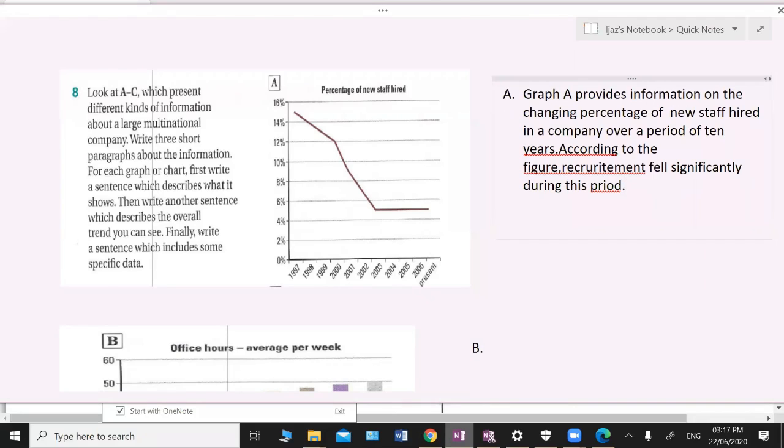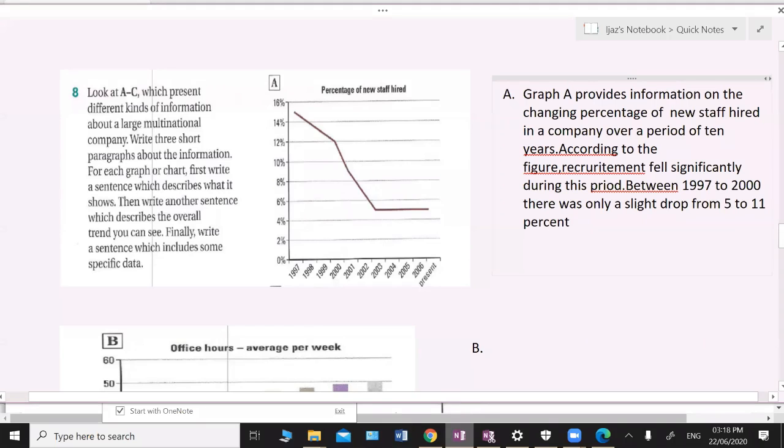Between 1997 and 2000, as I explained earlier, there was only a slight drop, from 5 to 11%, and in 2000 it became constant at 3%.